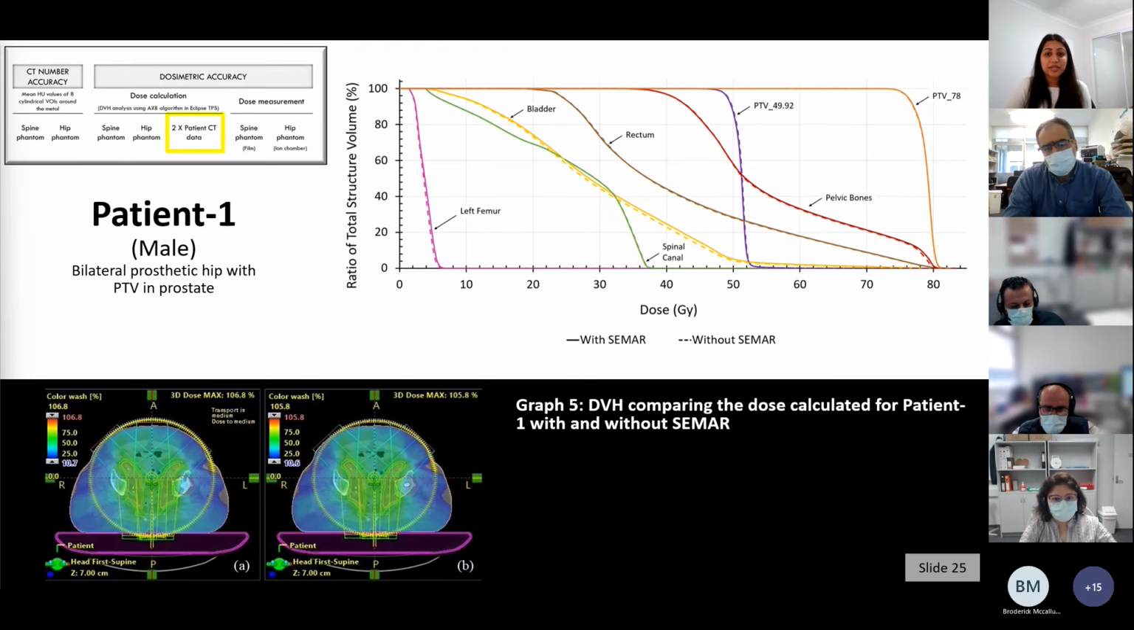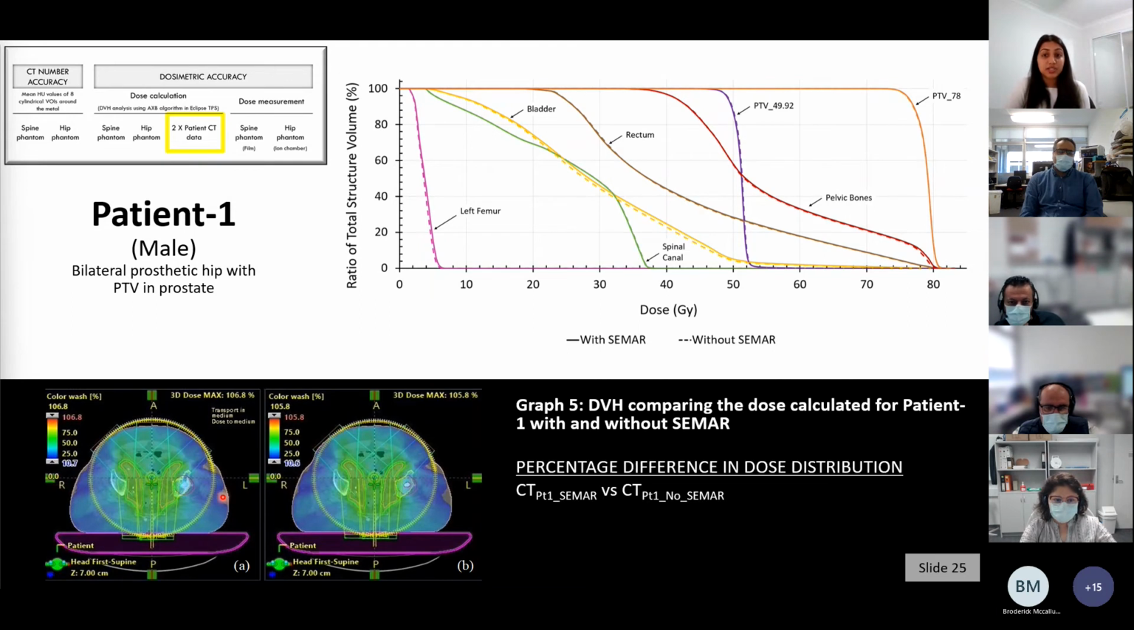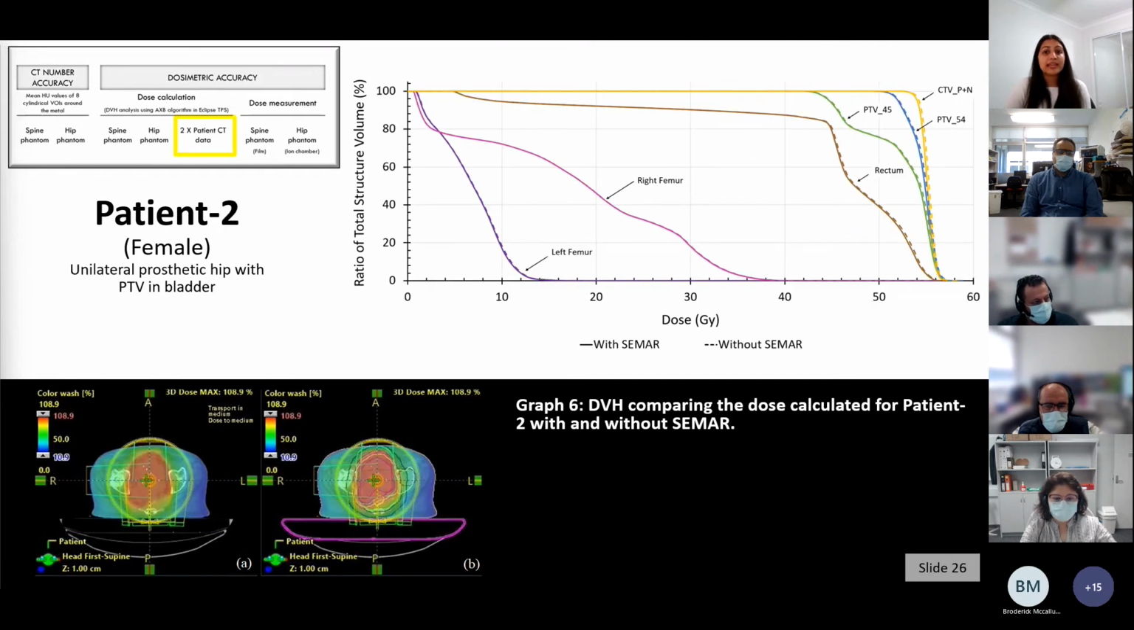And here is the retrospective patient study data, and the DVH shown here is for a male patient with bilateral prosthetic hip with PTV in the prostate. And again, we can see identical dose distributions between the two artifact correction methods. And the percentage difference in dose calculation for PTV D5 was 0.02%, while that for D50 was 0.01%, and for PTV D95 was 0.11%.